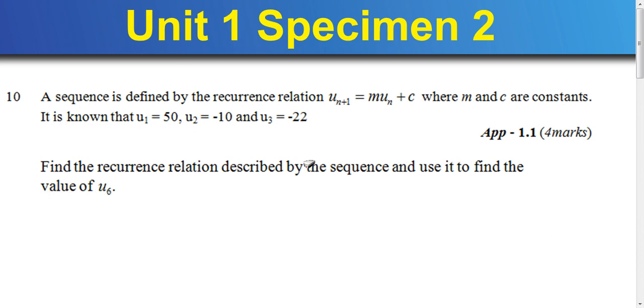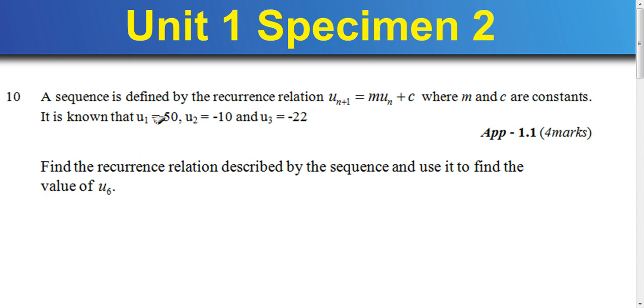Okay, question 10 turns to recurrence relations. So a sequence is defined by the recurrence relation u of n plus 1 equals m u of n plus c, where m and c are constants. We know what u1, u2 and u3 are. We've got to find the recurrence relation and then use it to find the value of u of 6.